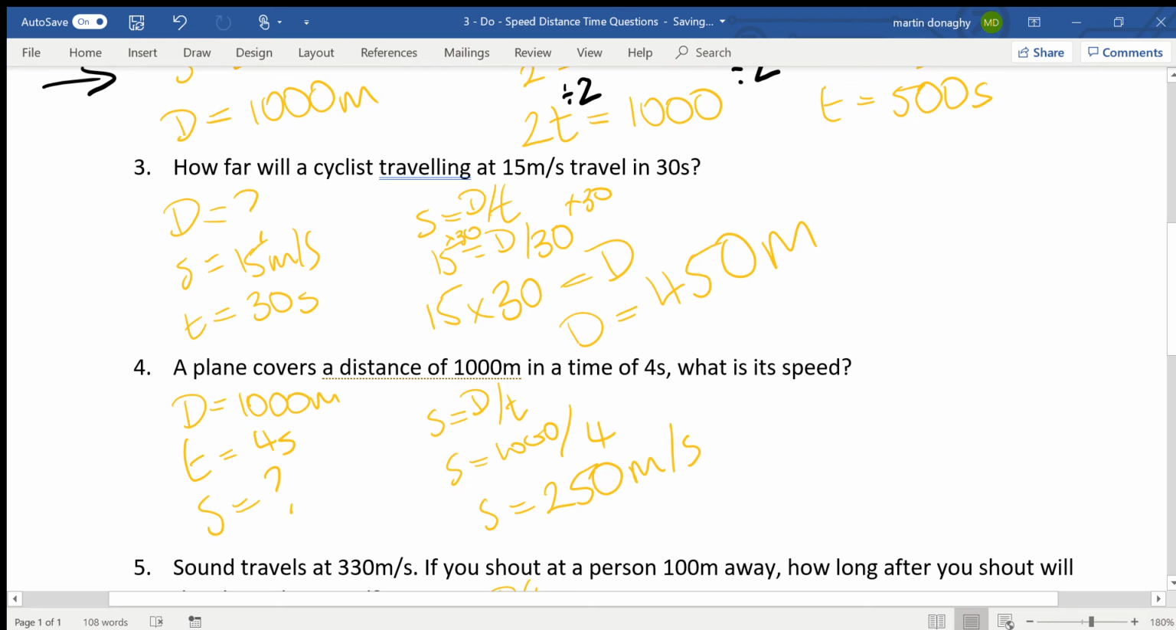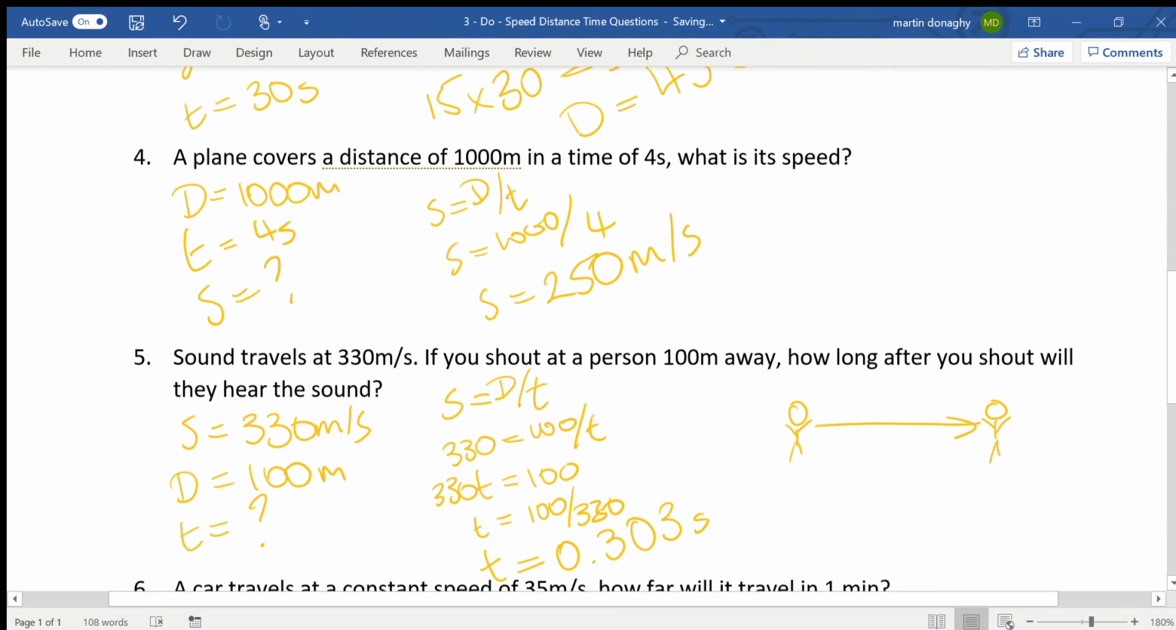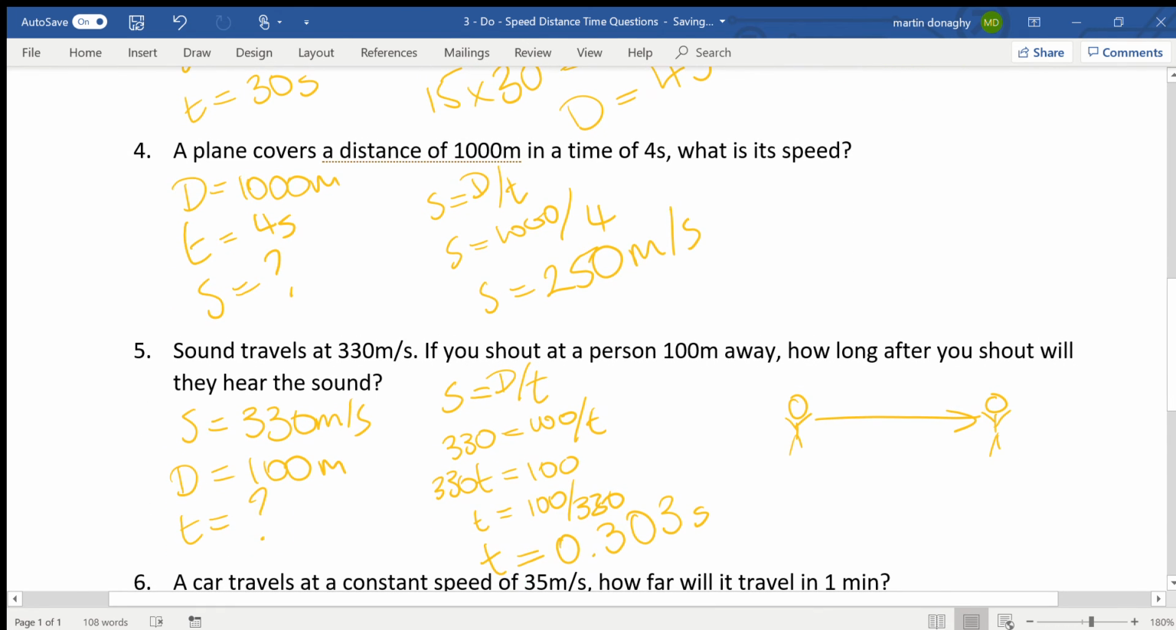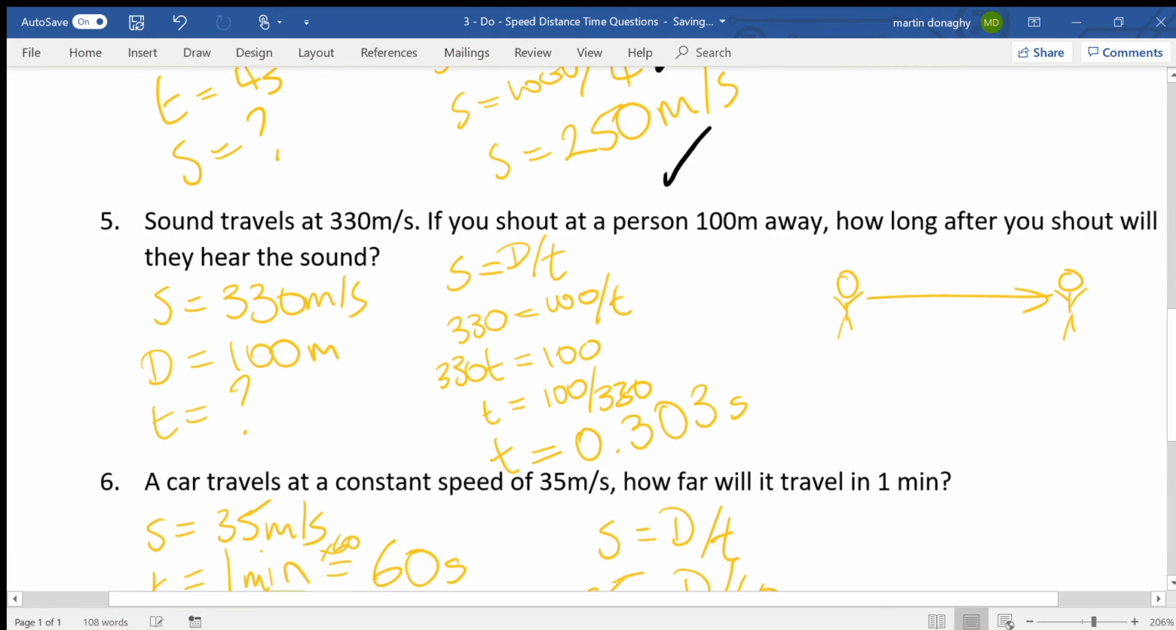How far will a cyclist travel at 15 meters per second in 30 seconds? Well, we're trying to find the distance, speed of 15, time of 30, write out your equation, put in your values. Here we're trying to find d, multiply both sides by 30, gives us that the distance is 450, correct unit would be meters. Question 4, a plane covers a distance of 1000 meters in a time of 4 seconds. What is its speed? Once again, write out the information, write out your equation, put in your values, no rearranging necessary, gives us 250 meters per second.